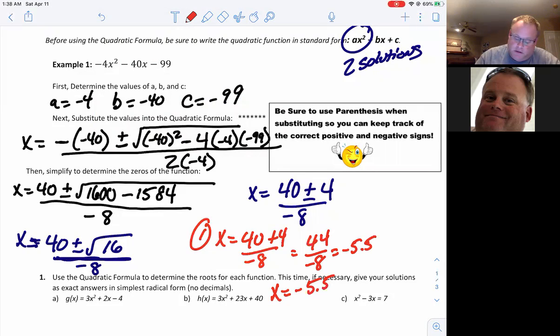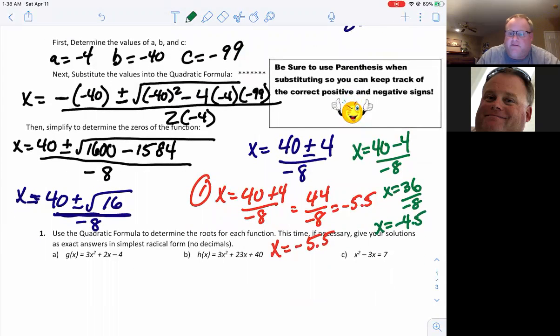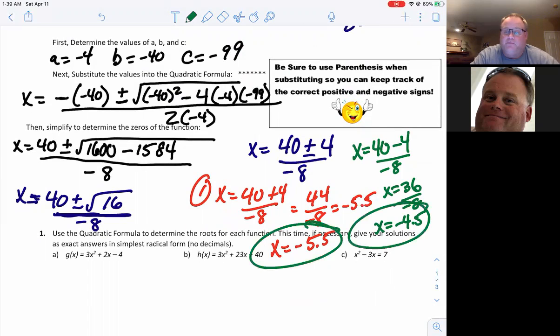Now, let's do the other one in green. x equals 40 minus 4 over negative 8. So x equals 36 over negative 8, and x equals negative 4.5. So my 2 solutions here are negative 5.5 and negative 4.5. Those are my 2 solutions, this one and this one.